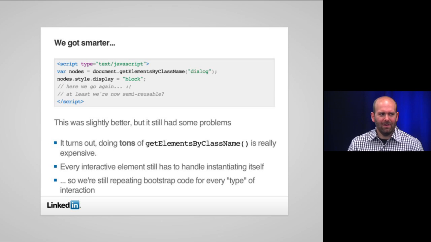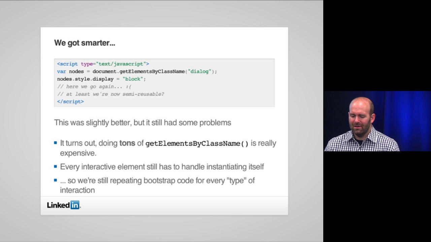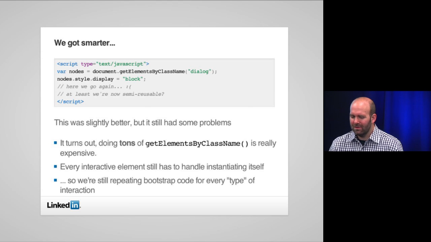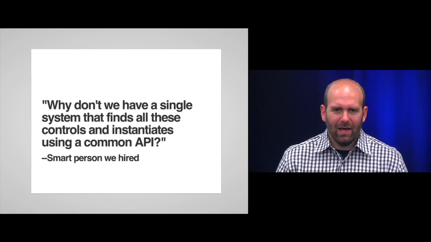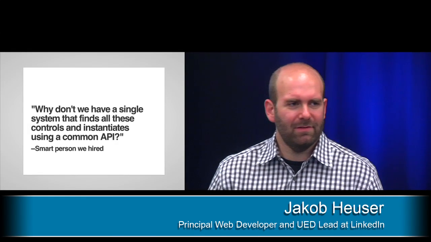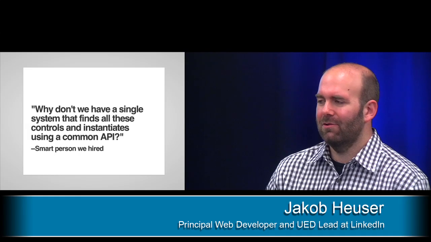So while you could say, well, this is a dialog, you still didn't really have a good way to configure it. Did you add more classes? Did you use the markup? There was really no consistent interface. So someone asked, shortly before I was hired back about 3.5 years ago, why don't we have a single system that finds all these controls and instantiates them using a common API?